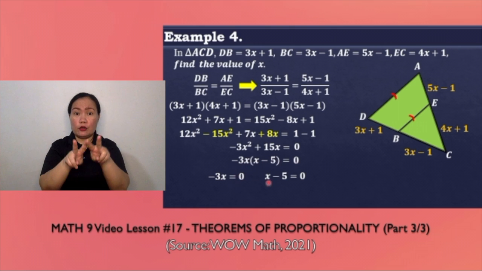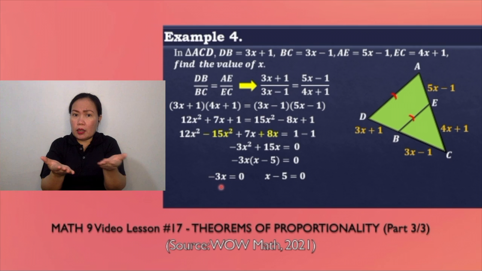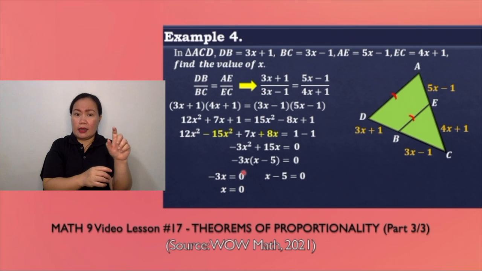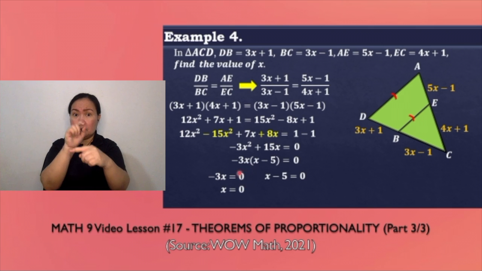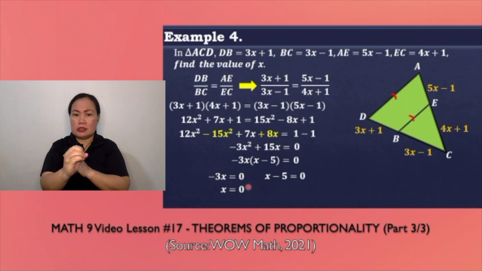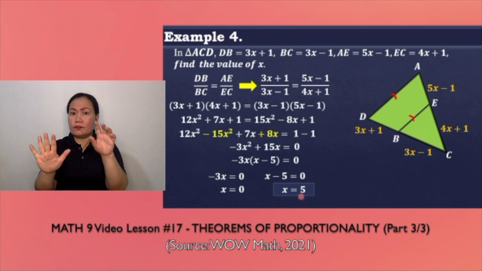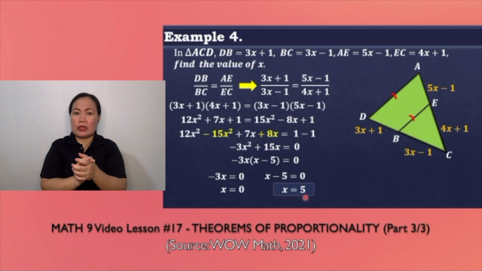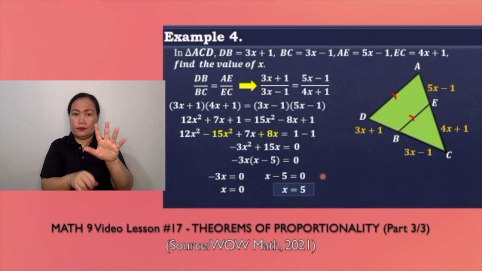So, alin dito yung value ng x? Isolve natin. So, we have x is equal to 0. Paano naging 0? Kasi 0 divided by any number, diba magiging 0 divided by negative 3 to? So, 0 divided by any number, that is always equal to 0. Okay? And then ito, transpose natin ito sa right side, magiging positive. So, we have x is equal to 5. So, we will be using 5 as the value of x.